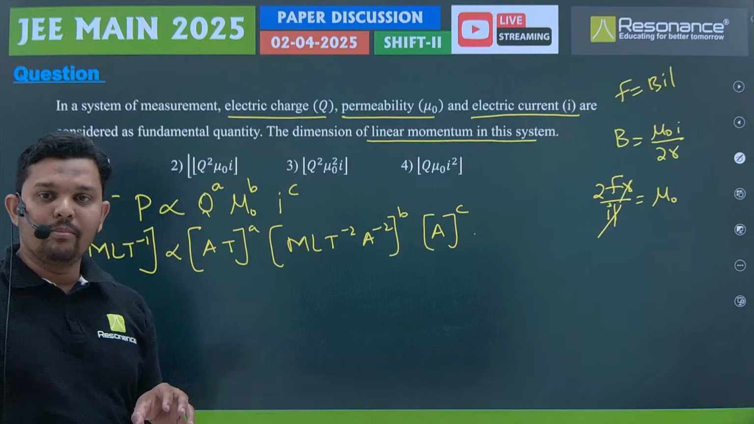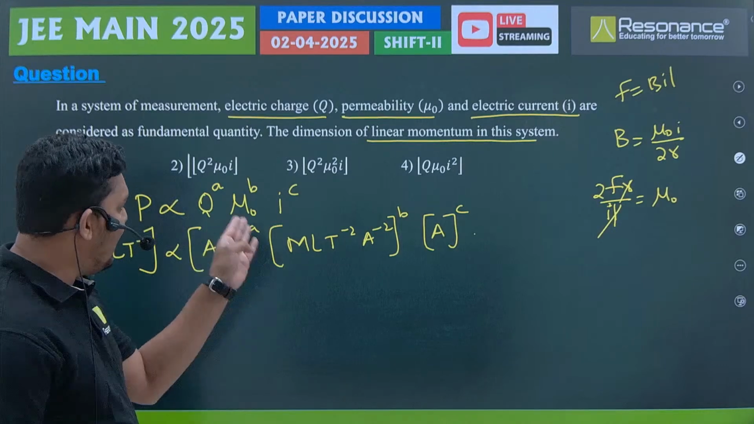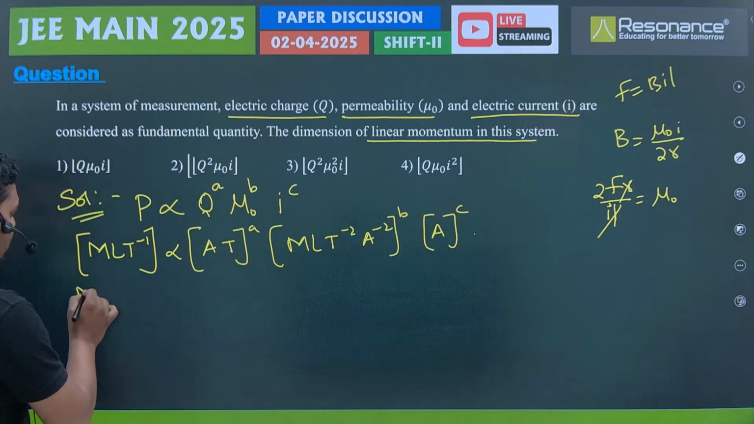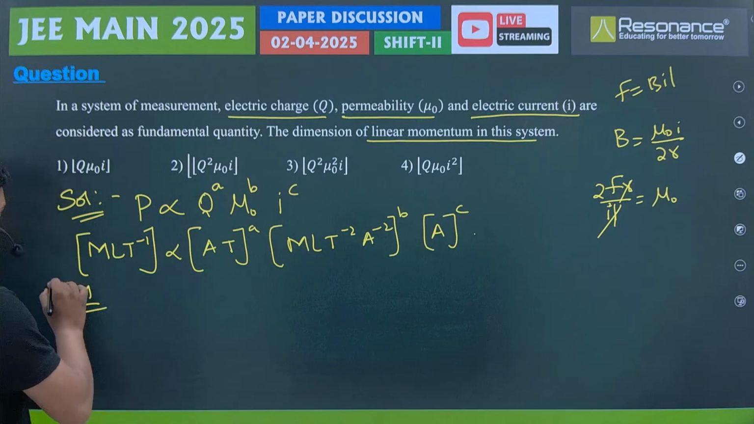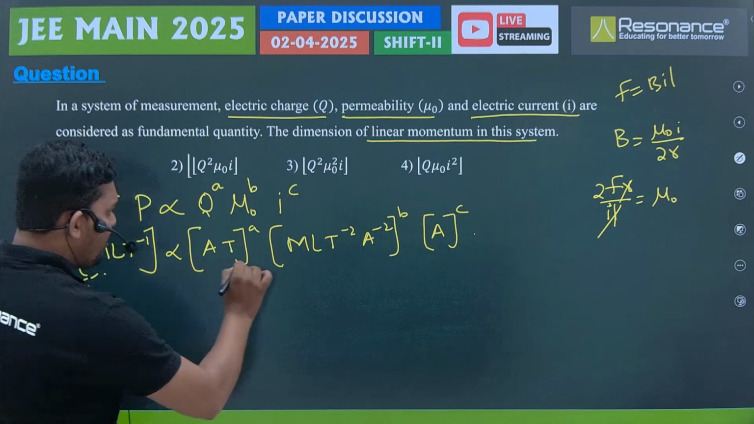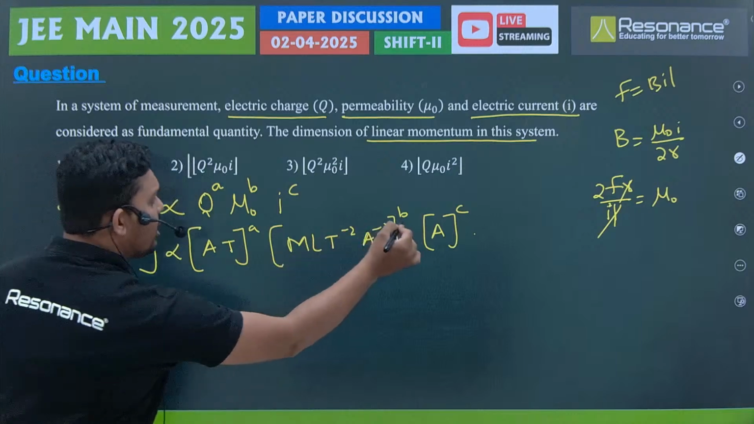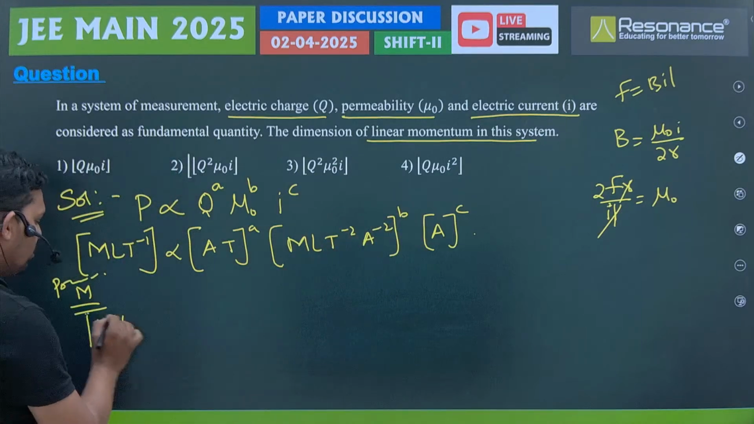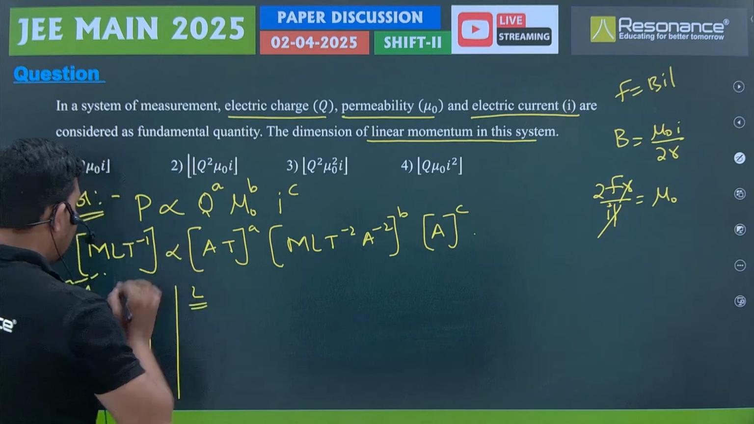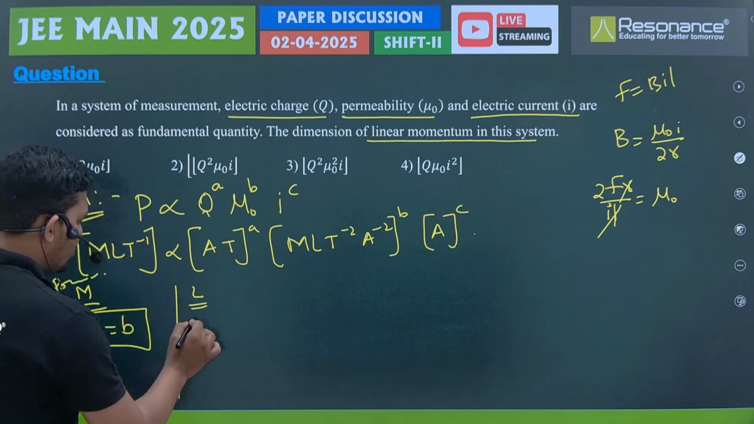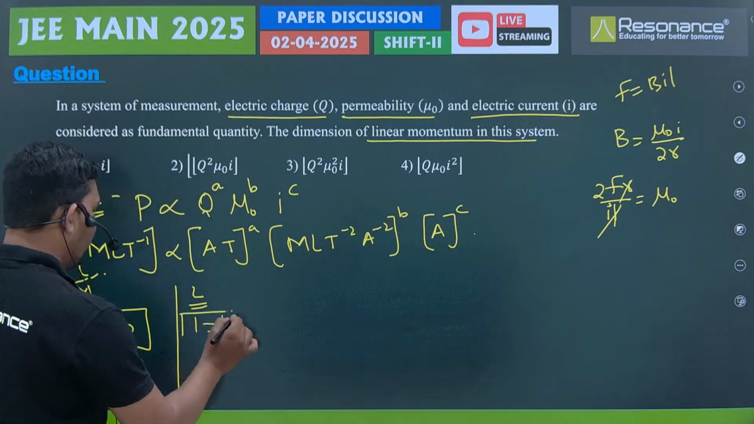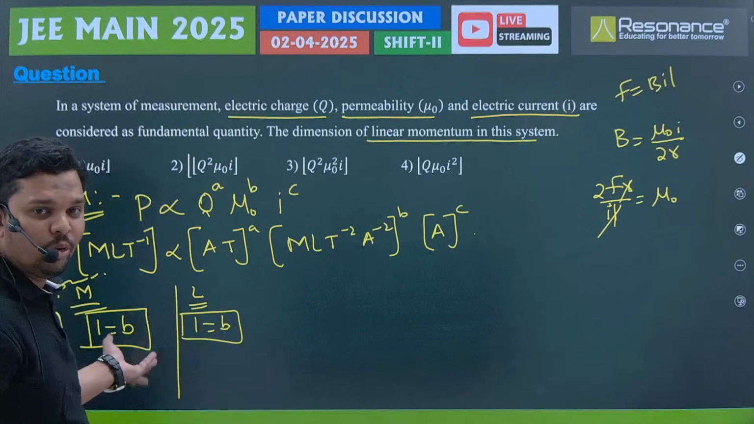Now we will compare the powers of M, L, T and A respectively. Comparing the powers of M, the power of M is 1, and M power is going to be B. So I got B is equal to 1. Next I am going to compare the powers of L. L power is 1, and here L power is directly B. So directly we got B equal to 1. Fortunately both are the same.